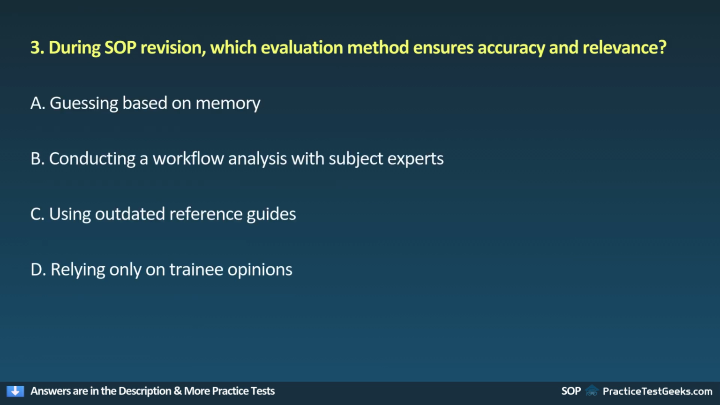3. During SOP revision, which evaluation method ensures accuracy and relevance? A. Guessing based on memory. B. Conducting a workflow analysis with subject experts. C. Using outdated reference guides. D. Relying only on trainee opinions.